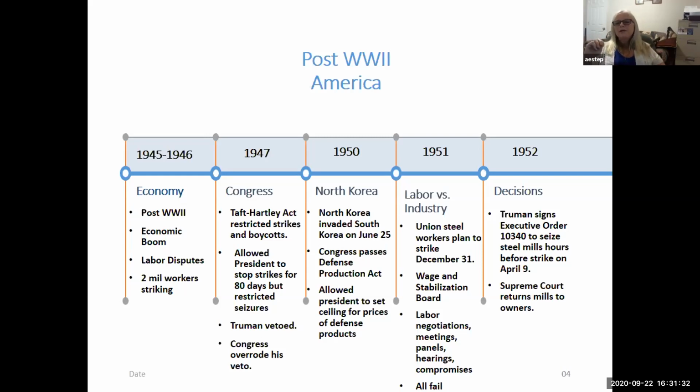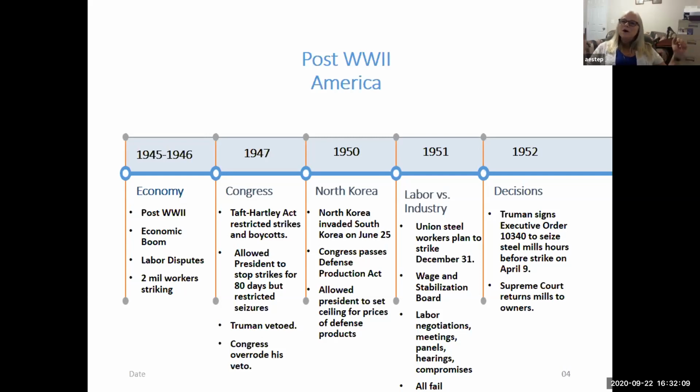Well, Truman was more a supporter of the workers. So Truman didn't like this bill, so he vetoed it. Well, Congress came back and they overrode his veto. This leads into the next crisis that President Truman has to deal with, and one of the most difficult decisions is when North Korea invaded South Korea. Well, he had problems with this Congress when he was running for election. He had more negative things to say about the 80th Congress than he actually did his opponent.